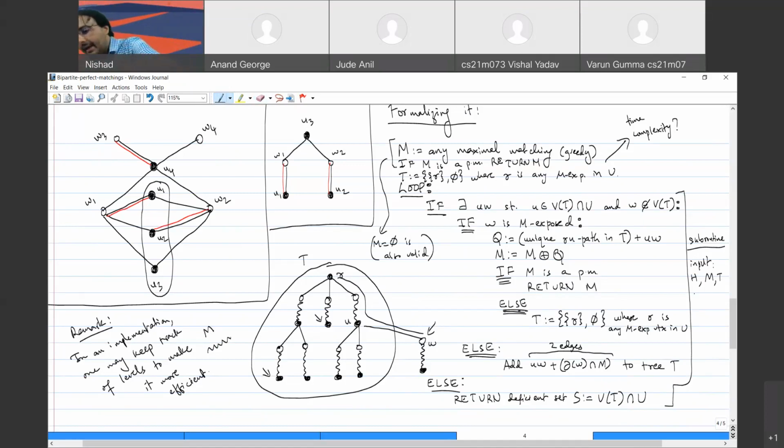Okay. And what are the outcomes? Let me not say output. There are three outcomes. The first outcome A is either the size of the matching increases because you found an M augmenting path using this alternating tree, right? The other possibility is that you added more things to the alternating tree. So the size of the alternating tree increases. And finally, the third outcome is that you get a deficient set.